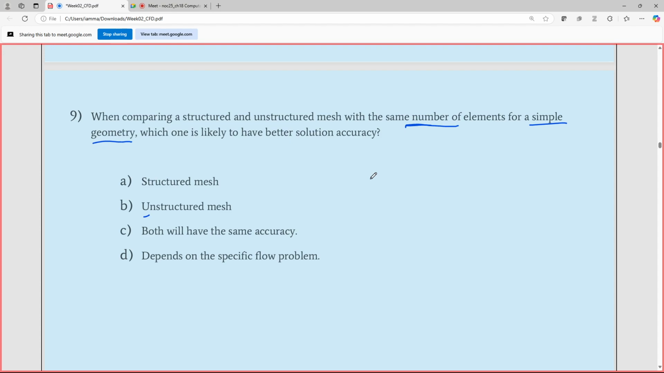Suppose it is a complicated geometry with a constraint of the same number of elements, then the structured mesh won't give you a better result. So this entire question depends on what type of geometry. This is the main thing, and treat this as a constraint. Now, same number of elements.